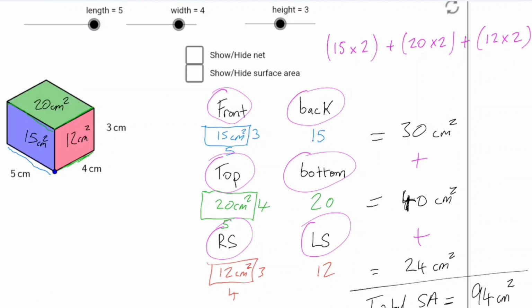And then what I would do is just times all of the areas here by 2, because they all have identical faces. The top is the same as the bottom, the front is the same as the back, the right side is the same as the left side, and then you'd end up with your total surface area as well. Let's look at another question.